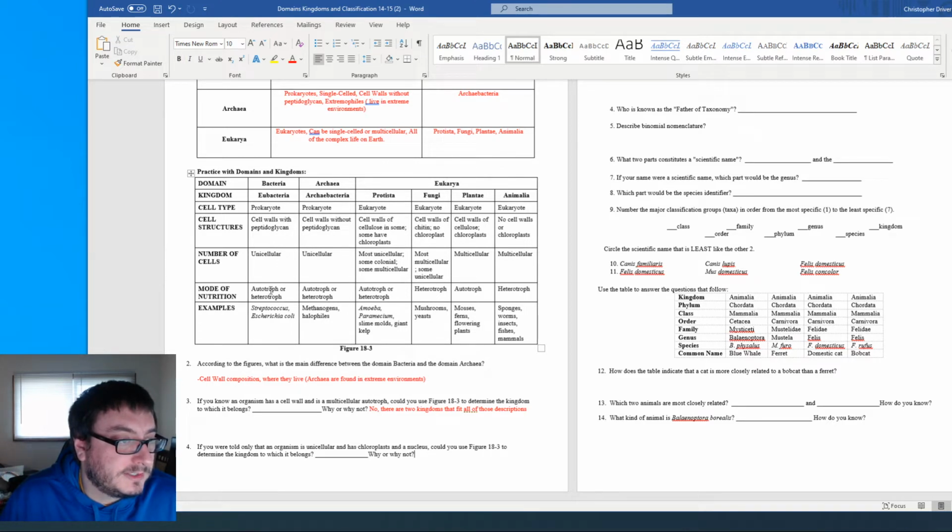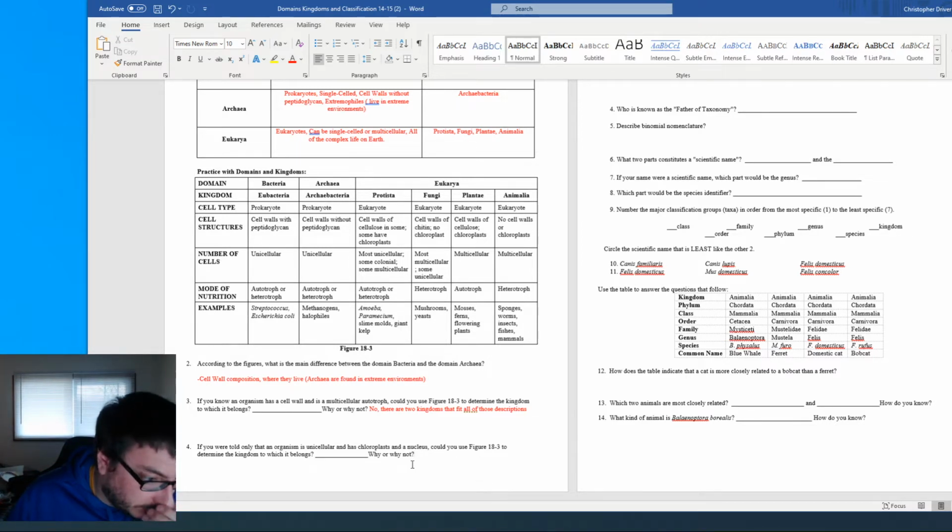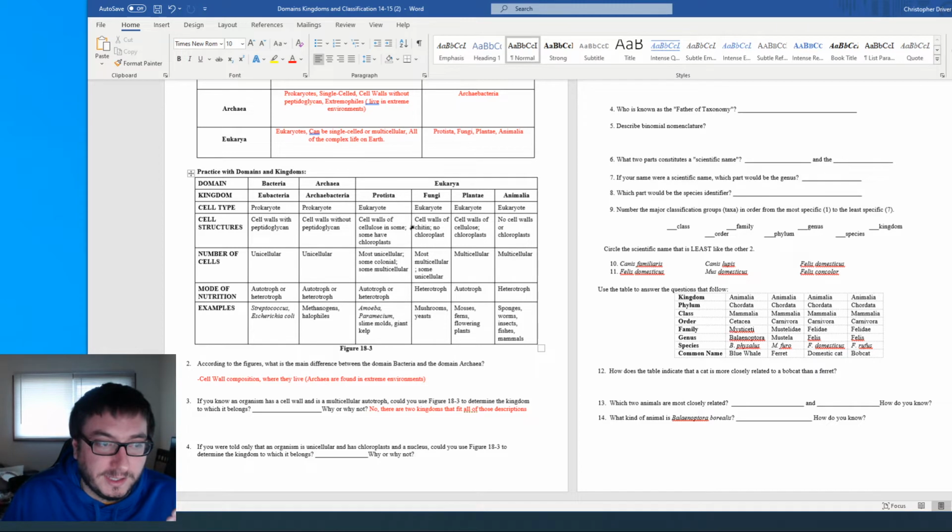Down here, if you see this, we've got autotrophs or heterotrophs, autotrophs or heterotrophs. But the main key here is methanogens and halophiles. These are things that feed on methane. These things are things that live in very salty environments. Except chloroplasts are only found in these. So you still could. I would say yes, you would be able to figure that out.